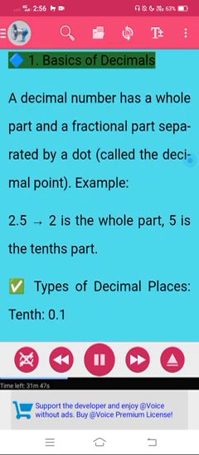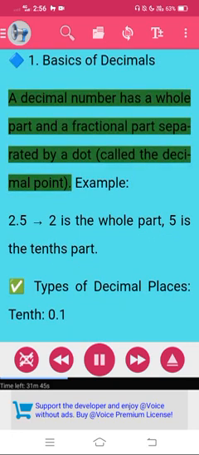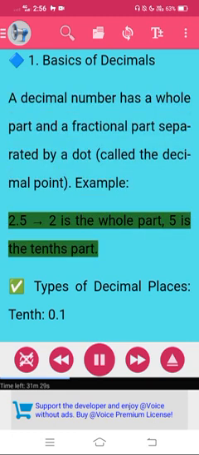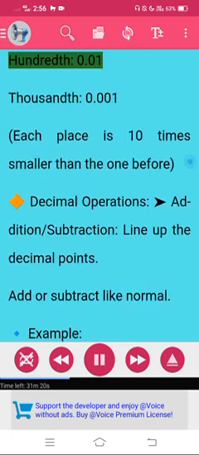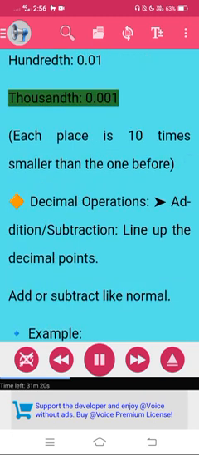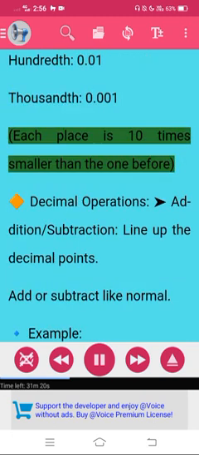One. Basics of decimals. A decimal number has a whole part and a fractional part separated by a dot called the decimal point. Example: 2.5. 2 is the whole part, 5 is the tenth part. Types of decimal places: tenth, 0.1; hundredth, 0.01; thousandth, 0.001.